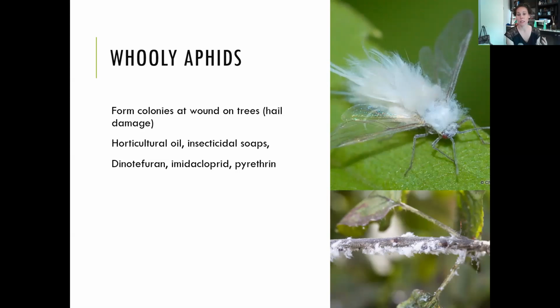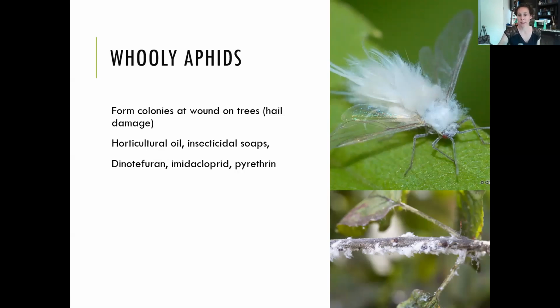They generally like it after you have hail or high wind or something that cracks and makes wounds in the tree. They'll come and be attracted to that wound and start to feed on it, and then the population grows and grows. But they can be fairly easy to manage with oils and insecticidal soaps.